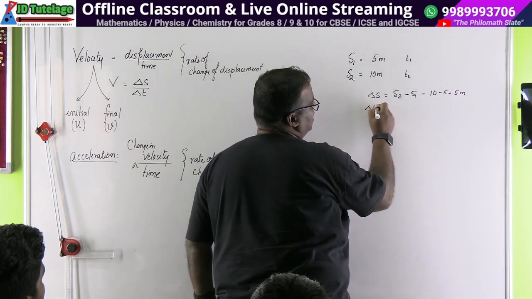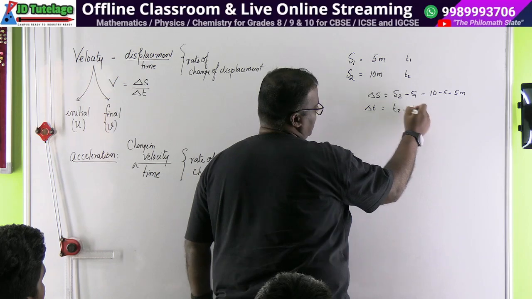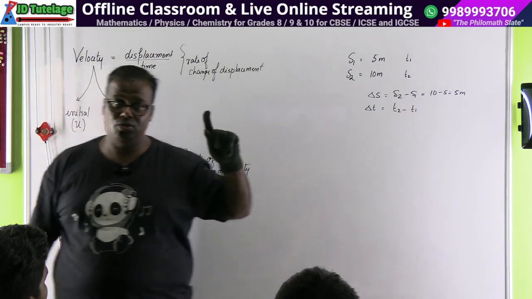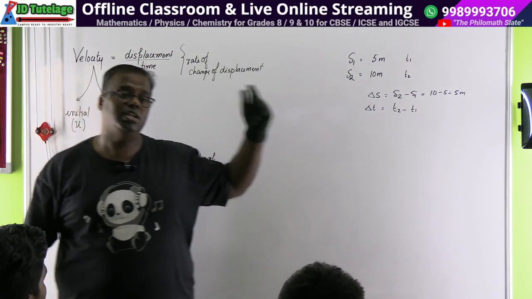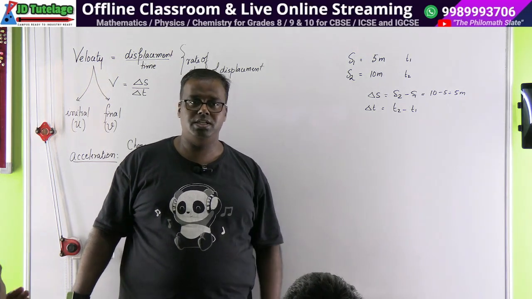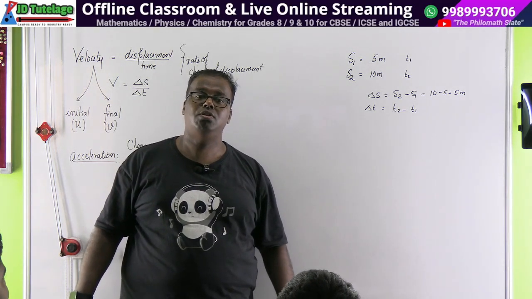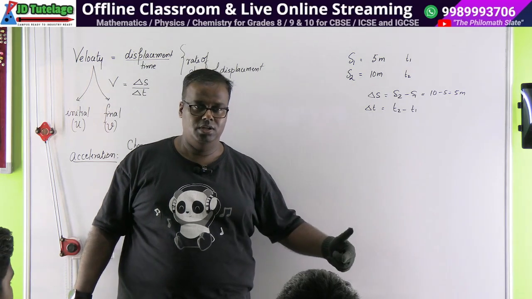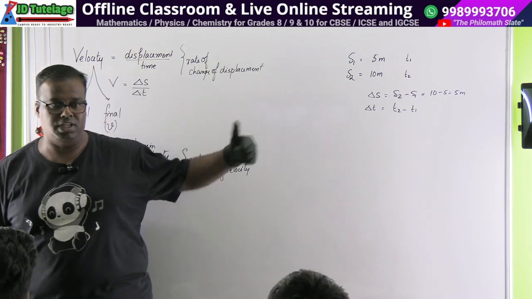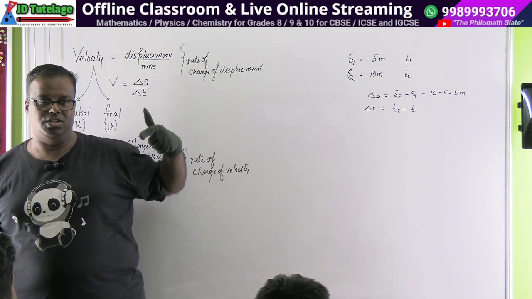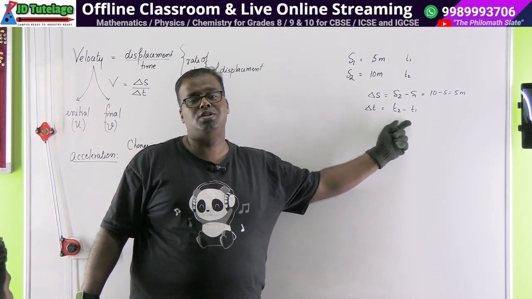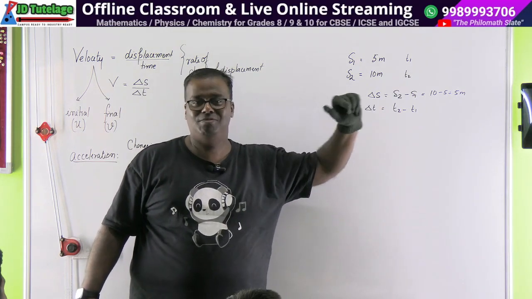And what is delta t? Delta t is again t2 minus t1. Delta is always final minus initial, not bigger minus smaller. You scored 10 marks in your first unit test. In your next unit test, you scored 5 marks. Your performance went down, so your difference is minus 5. Final minus initial. In time, it is always bigger minus smaller, because time increases. Time never comes back.